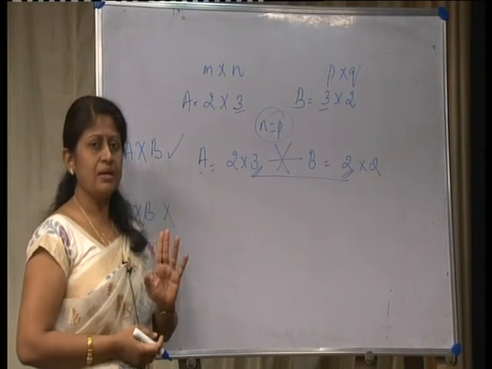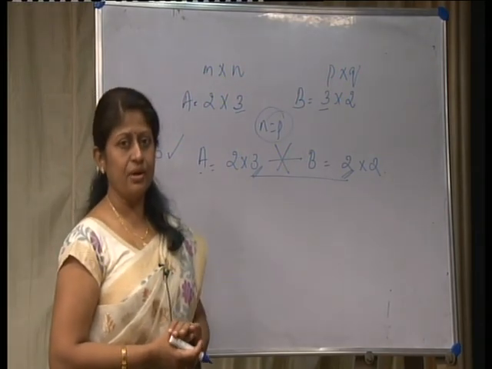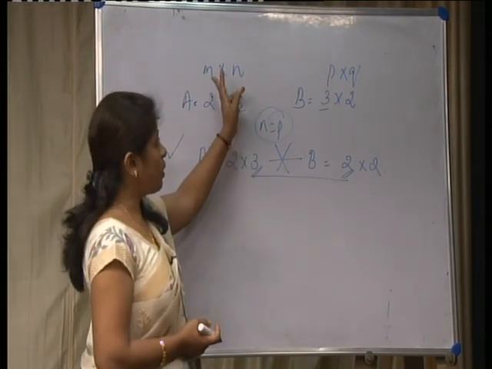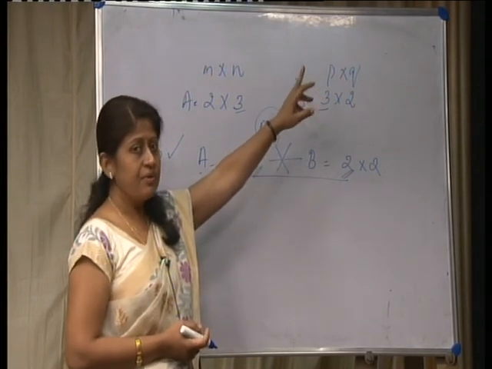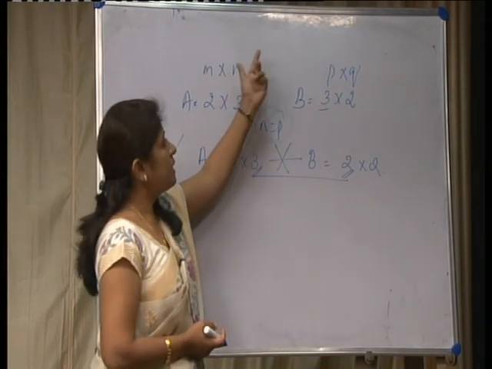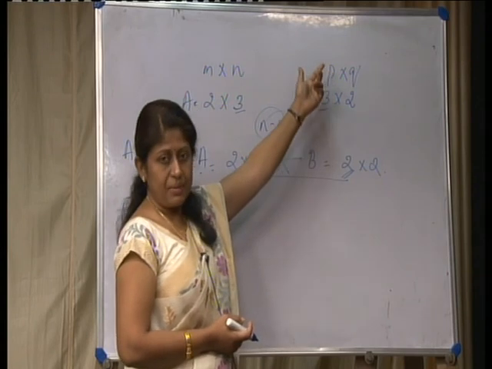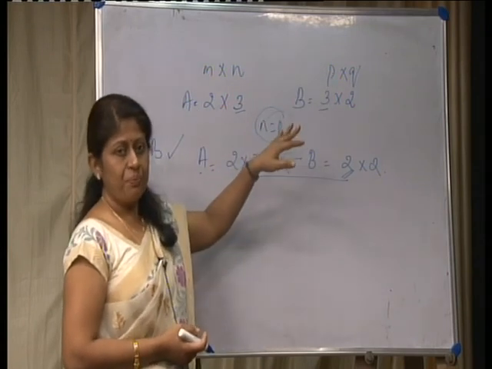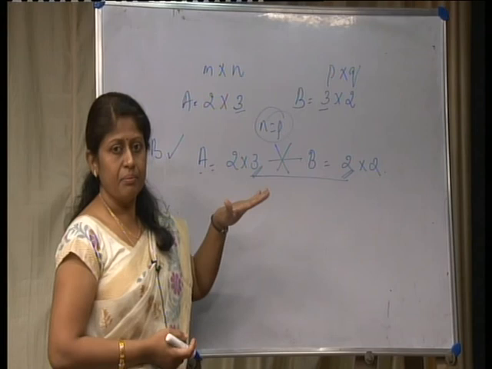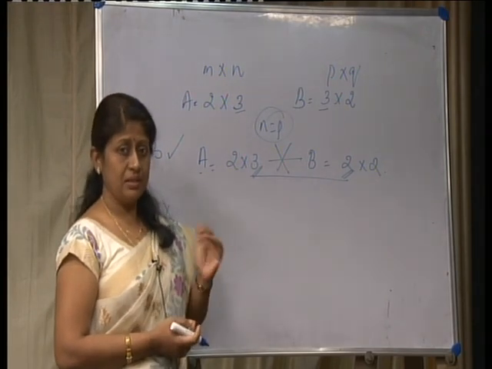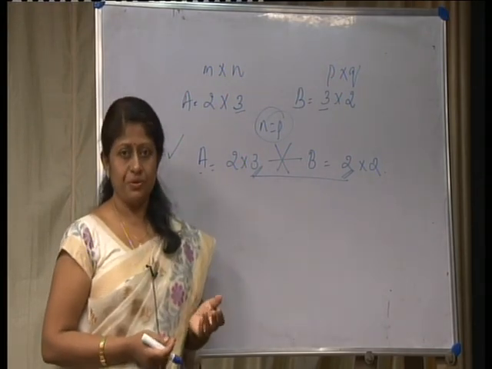So that is the basic condition that we are going to check. After inputting the order of these two matrices, we will check whether the columns of the first matrix equal the rows of the second matrix. If so, we continue to perform the matrix multiplication. Otherwise, we simply exit out of the program.